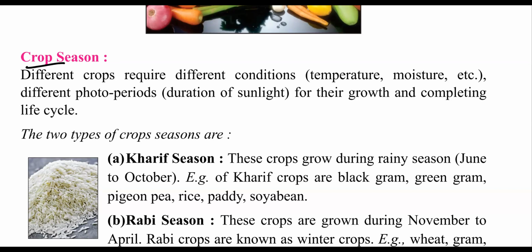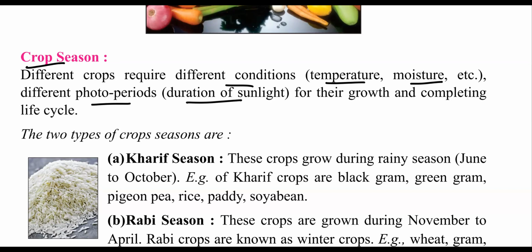There are different types of seasons. Different crops require different conditions for their proper growth, like temperature and moisture, and different photo period. Photo period means duration of light. For example, during the summer season, we have a long duration of light. The sun rises at 5 and sets at 7 or 7:30. But in the winters, we are not going to have much duration of light.